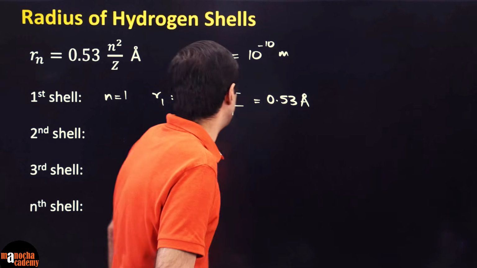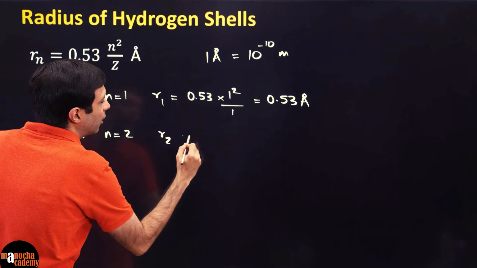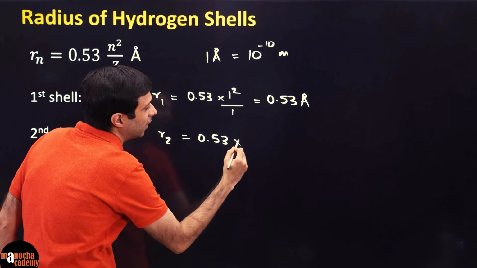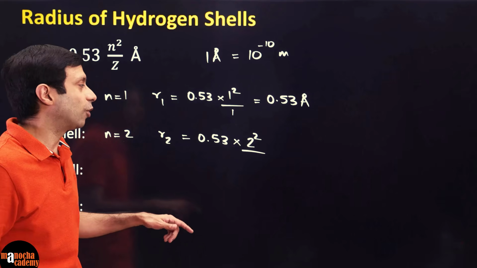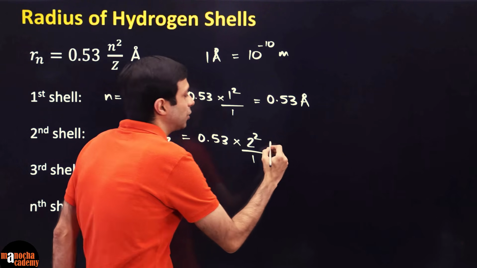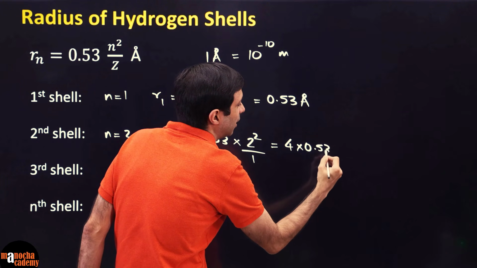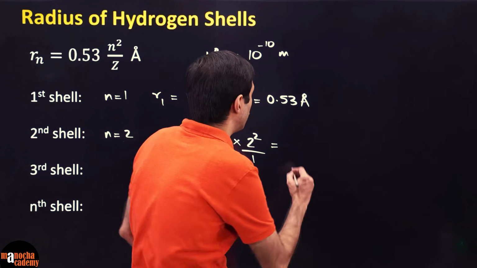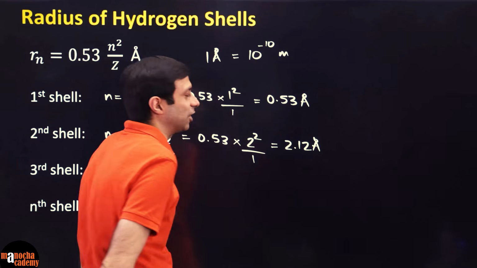Second shell, very easy. We'll substitute n equal to 2 here. So we are calculating R2, guys. What is that going to be? 0.53 times 2 square divided by, again, the atomic number of hydrogen is 1. So divided by 1. You do this calculation. So it's basically 4 times 0.53 angstrom. If you multiply these numbers, you'll finally get 2.12 angstrom, the radius of the second shell.